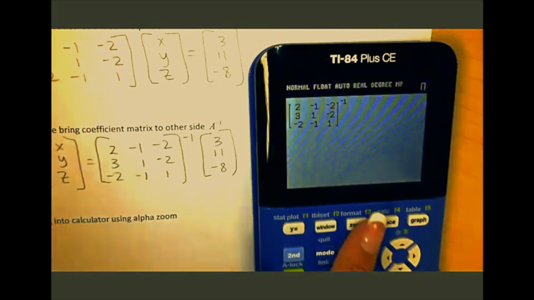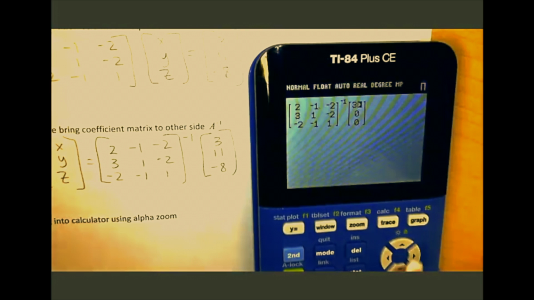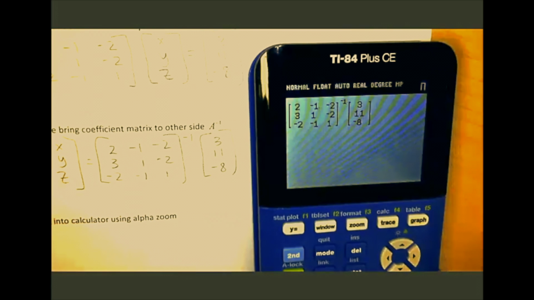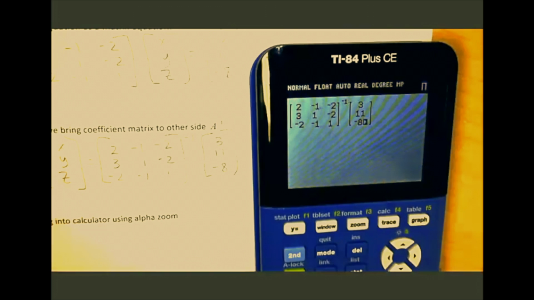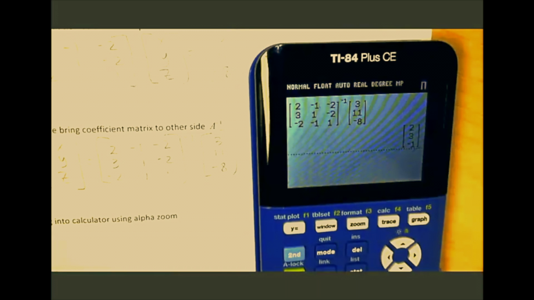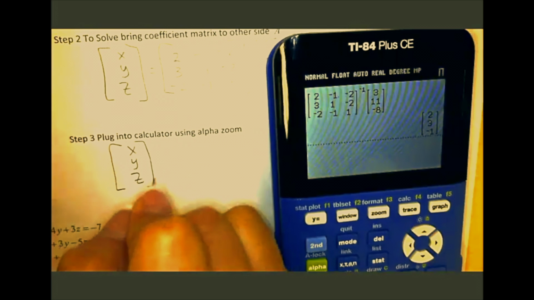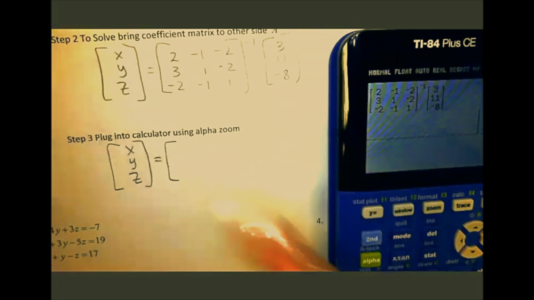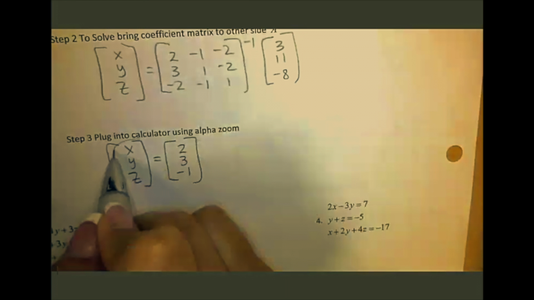Then we hit alpha zoom, and now we want a 3 by 1 matrix to put in our constants. And here I'm going to put in my 3, my 11, and my -8. Now I just make sure everything is correct. All of my signs are right. My numbers are correct. Yep. So I hit enter. There are my answers. So we had this x, y, z by itself on one side of the equation. And what's left on the other side now is 2, 3, and -1. That tells me that x is 2, y is 3, and z is -1.